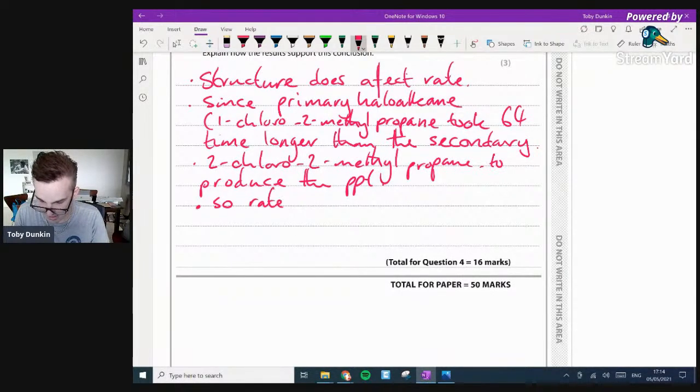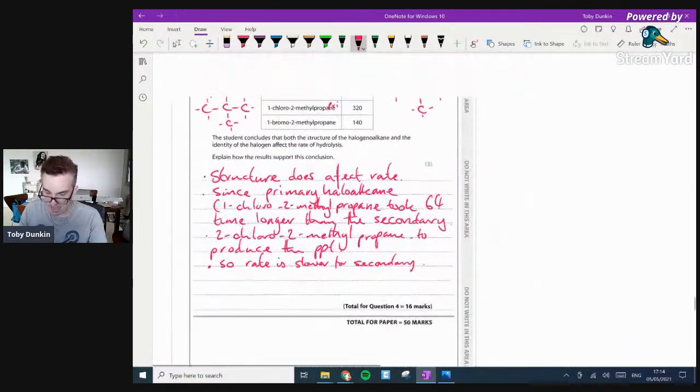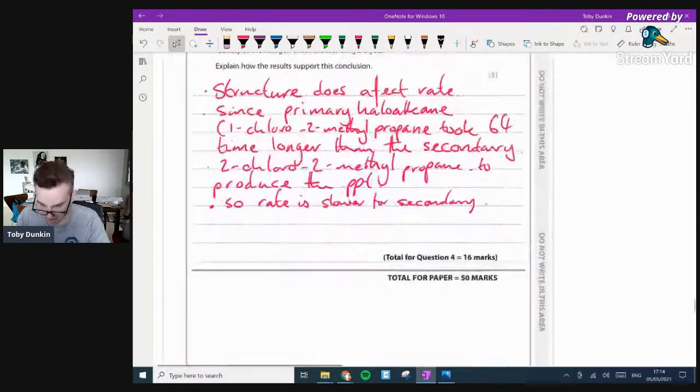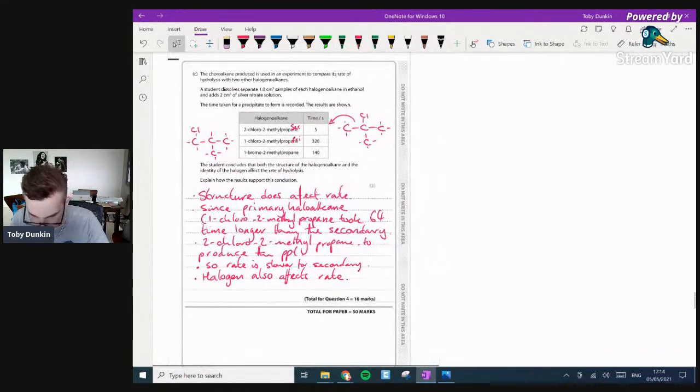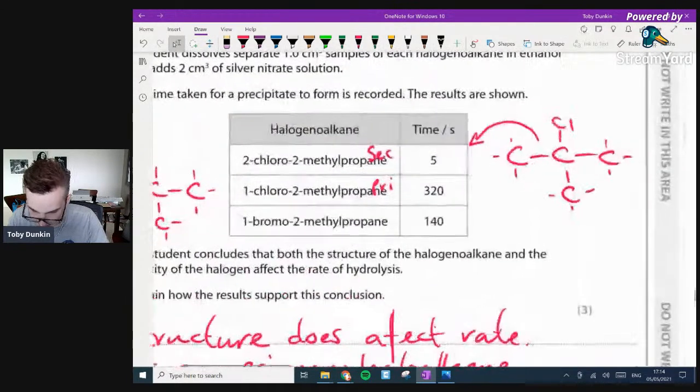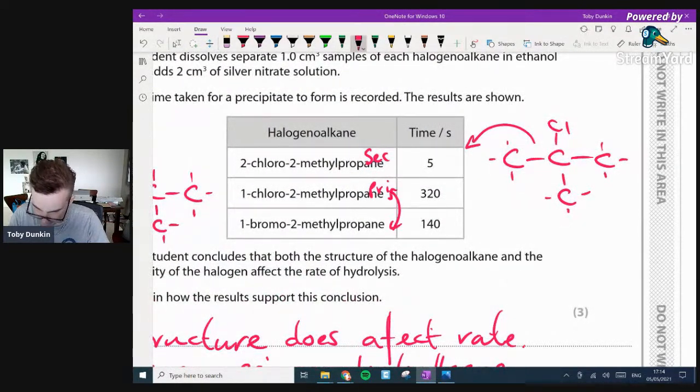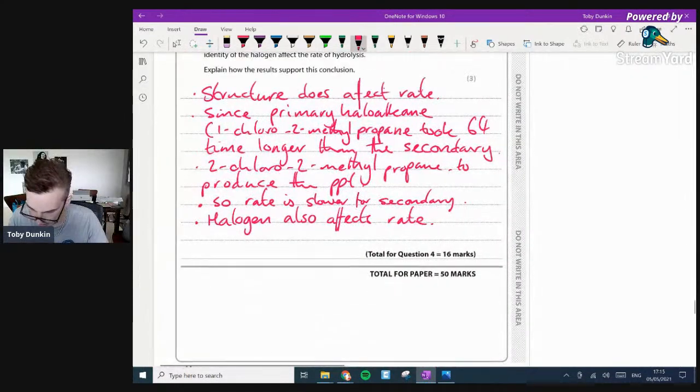So rate is slower for secondary. Right, I'm running out of space. This is bad. So the last one is that the halogen does matter as well. Halogen also affects rate. We need to see what's happening with the rate. So the bromo is slower than the chloro. What I'm doing is comparing these two. The bromo and chloro is the only difference, and the chloro is way slower than the bromo. So halogen also affects rate.